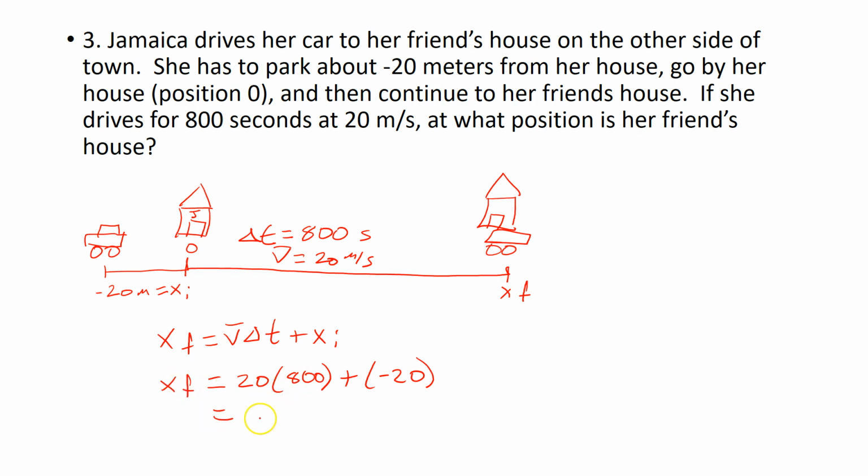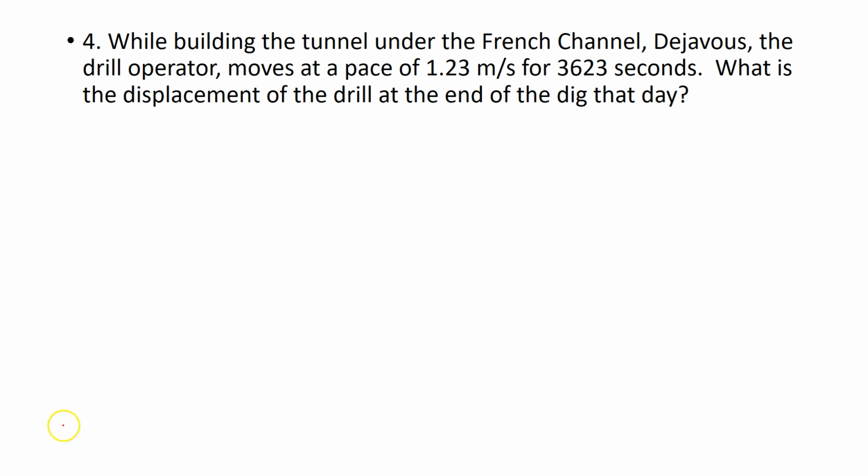So 8 times 2 is 16, so that'd be 16,000 minus 20. And we know we're dealing with the final position here, and that final position is going to be 1,580 meters.